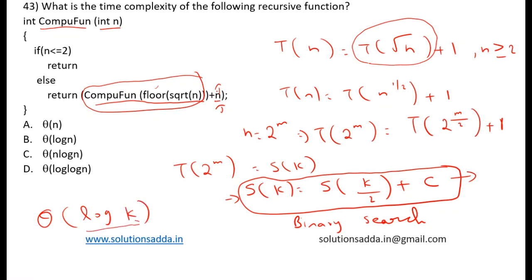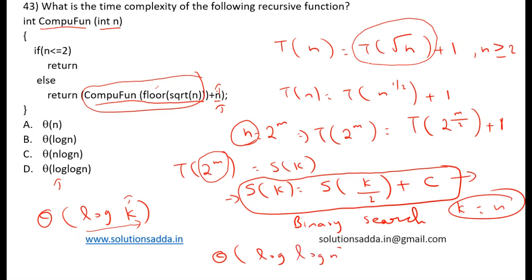This is the answer, but it is in terms of m. m has to be replaced: 2 power m is n. Finally, the question is asked in terms of n. So replacing this, we will get m as log n, and we can write it as theta of log of log n. So the correct answer is theta of log log n. Option D is the correct answer here.